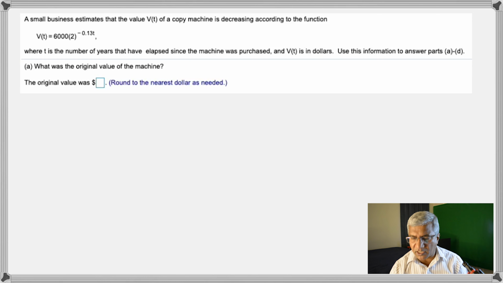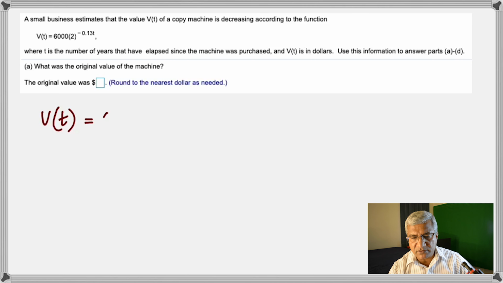Okay, so there are parts A to D. I think I'm just doing one part. What was the original value of the machine? Now, to find the original value of the machine, you've got to put t equal to how much? t is equal to 0, because zero time has passed. When you just buy it, you just bought it. So put t equal to 0, and that will give us the answer.